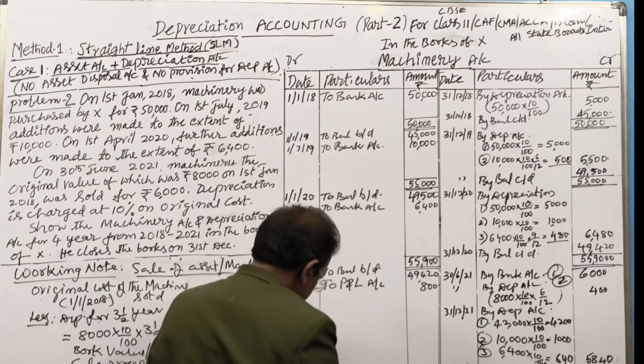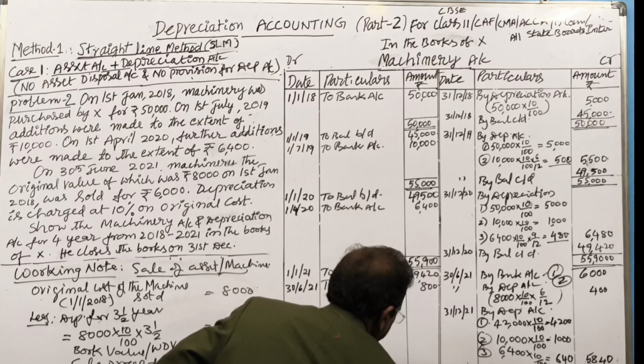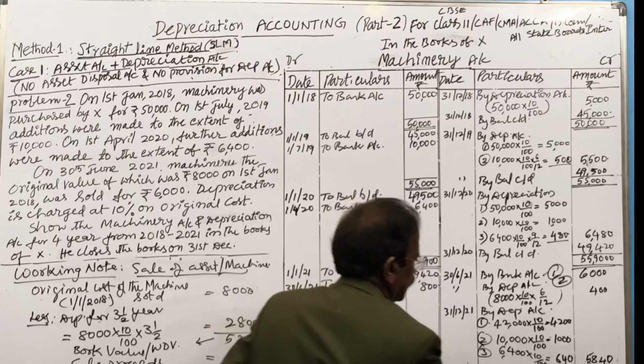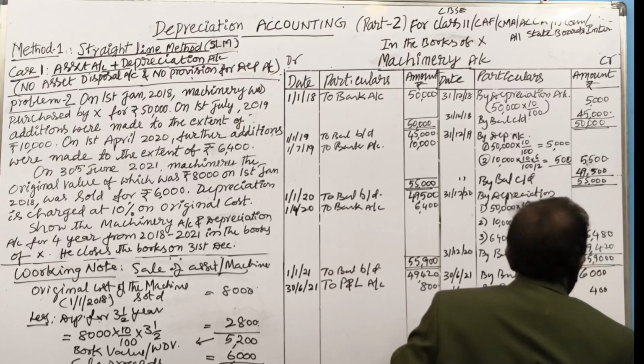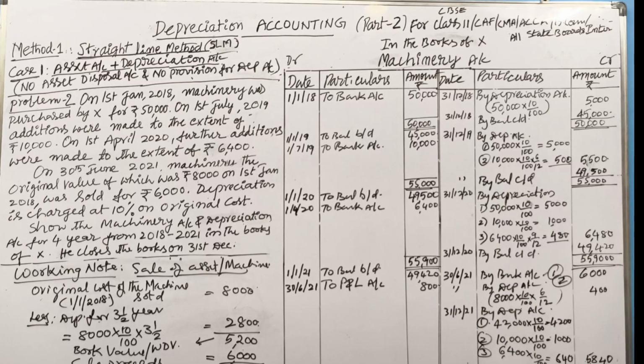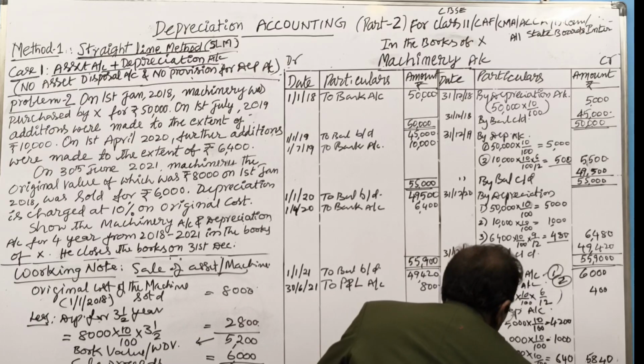Now after this we have to take the balance again. This total is 50,220. Here also 50,220. Now from this you have to subtract all these items. The balance would be 37,980. This is known as by balance carried down.